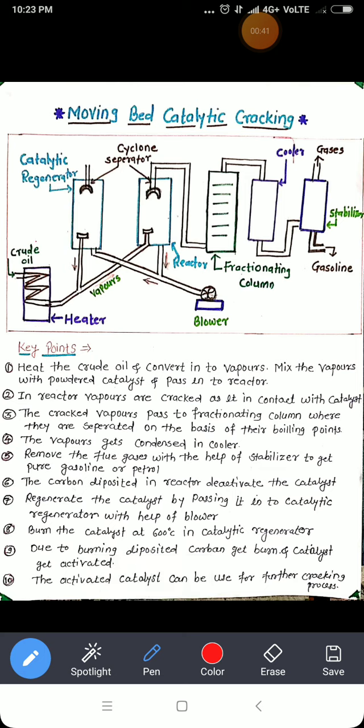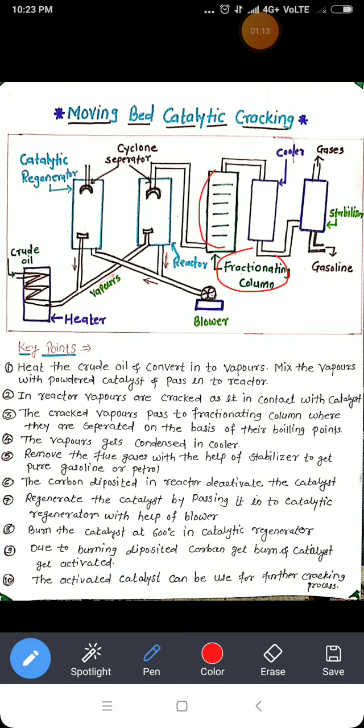In this process, initially we have to heat the crude oil in the heater. Now as the temperature is higher, the crude oil is converted into vapors. Now these vapors along with the catalyst we have to pass into this reactor. Here the vapors come in contact with the catalyst and they crack into lighter fractions, and then the vapors are passed into the fractionating column.